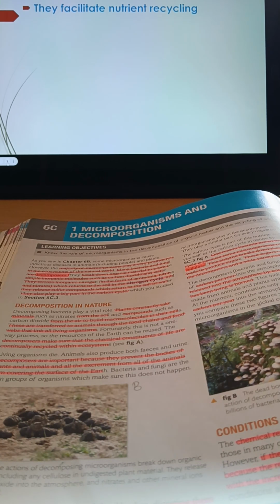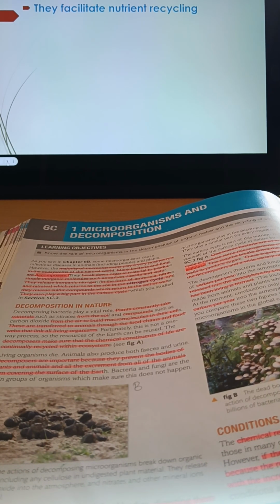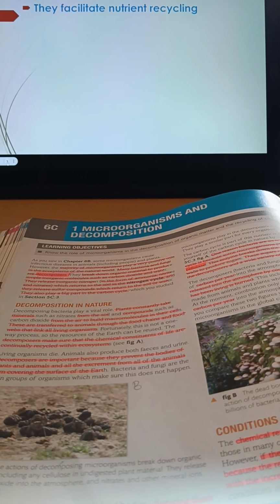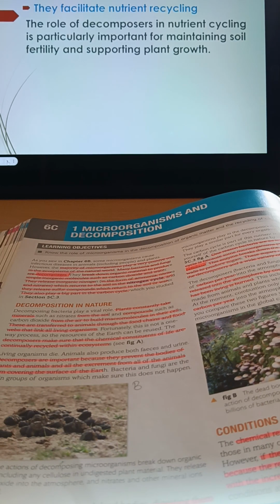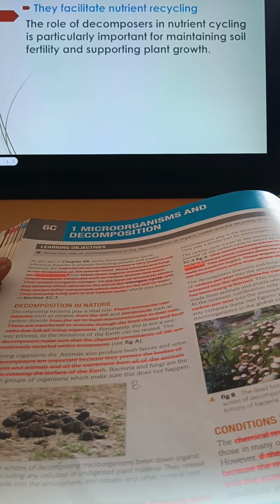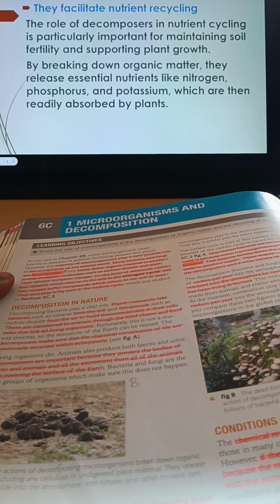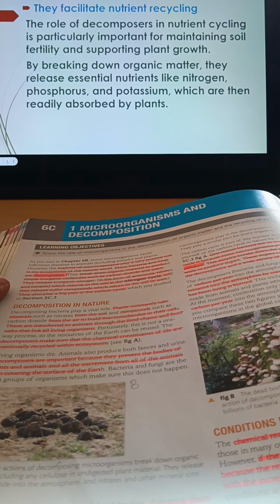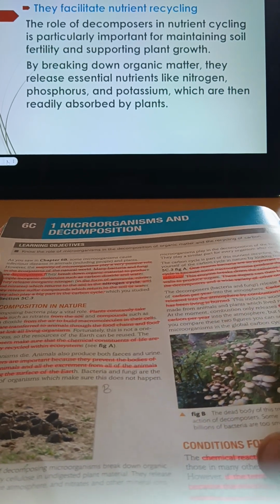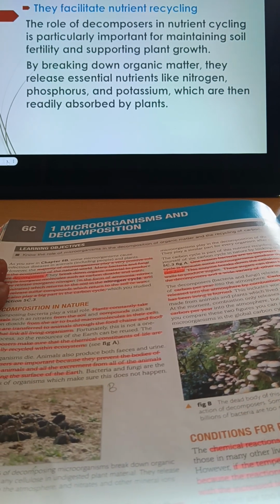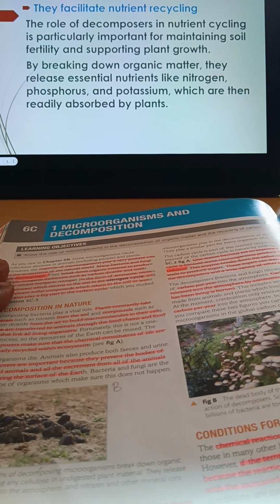Number two, they facilitate nutrient recycling. Microorganisms facilitate recycling of nutrients in nature. The role of decomposers in nutrient recycling is particularly important for maintaining soil fertility and supporting plant growth. So when they break down the organic matter, they release essential nutrients like nitrogen, phosphorus, and potassium, which are then readily absorbed by the plants.